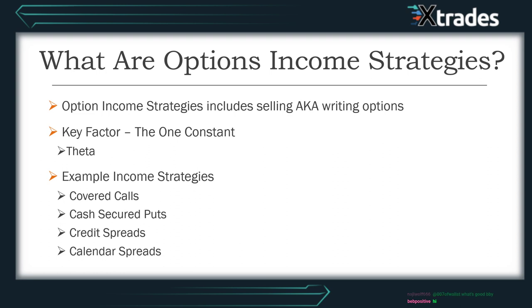And the key factor is the one thing that is always constant with options, the one thing that we know is always there, and that's theta. For those of you who aren't familiar with what theta is, it's the decay of options premiums over time. The T in theta stands for time. If you come from a science or math background, then you're probably already familiar with theta. It's just one of the Greeks for options. And the one constant we have is time. Time is always moving forward.